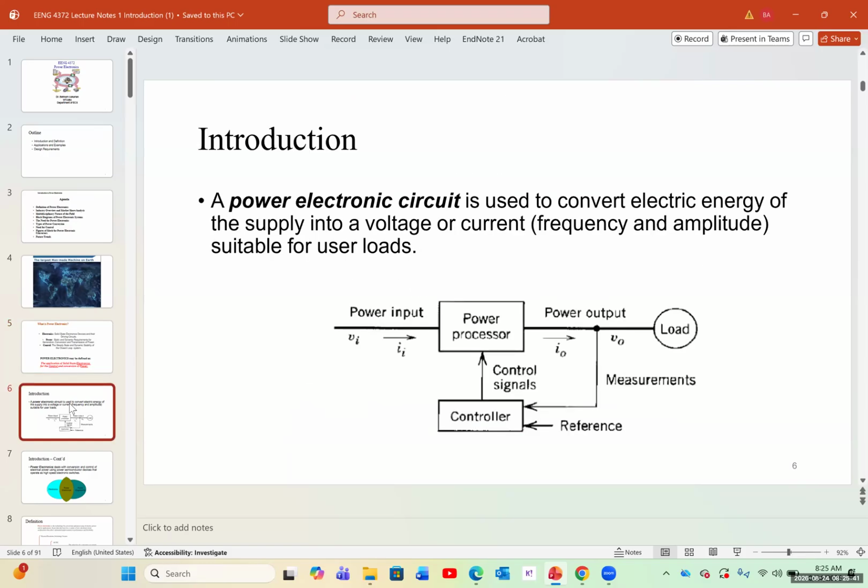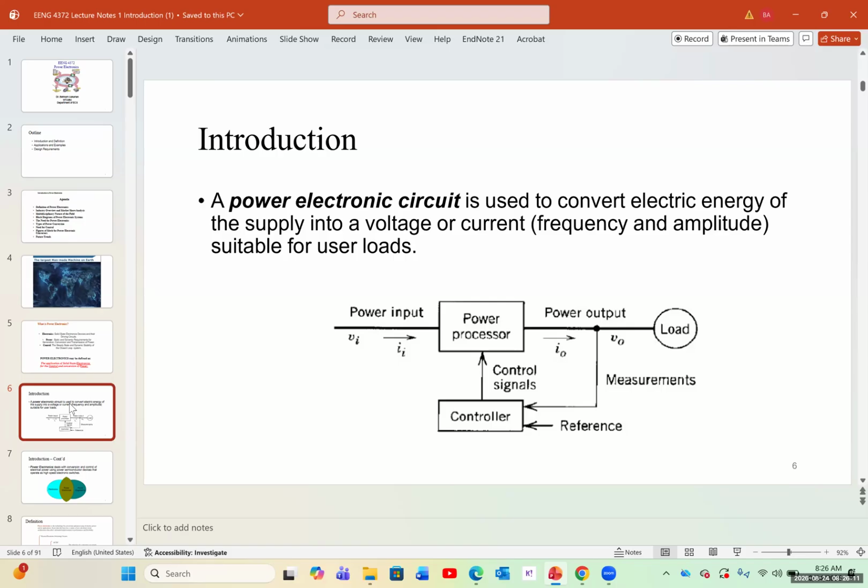Now, a power electronic circuit is mainly used to convert electric energy of some sort of supply. That could be DC, like a battery, it could be a solar panel, it could be an AC generator, to supply into a voltage or current, which is usually a different frequency or amplitude that is suitable for the user load.